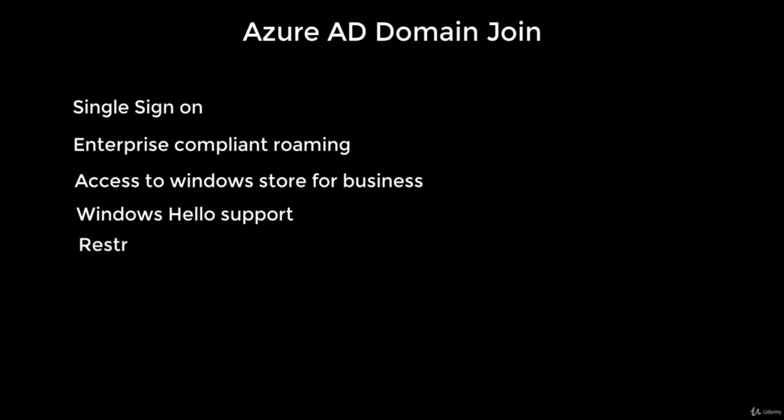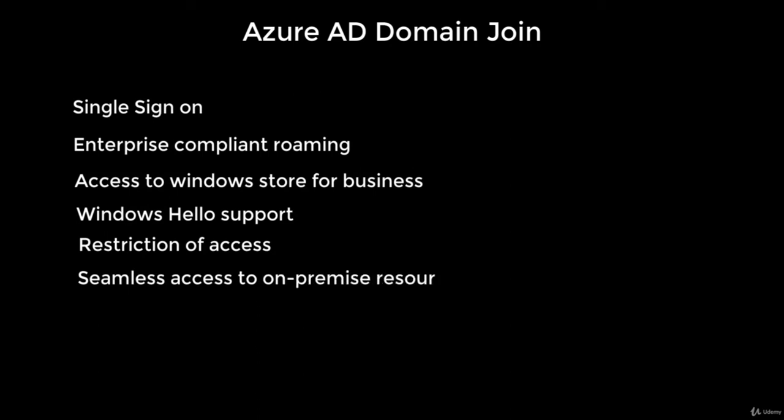You can have restriction of access to applications from only devices that meet compliance policies. Not just cloud, you can also have seamless access to your on-premise resources when the device has a line of sight to the on-premise domain controller. So it's not just about cloud-based applications, but also on-premise applications.